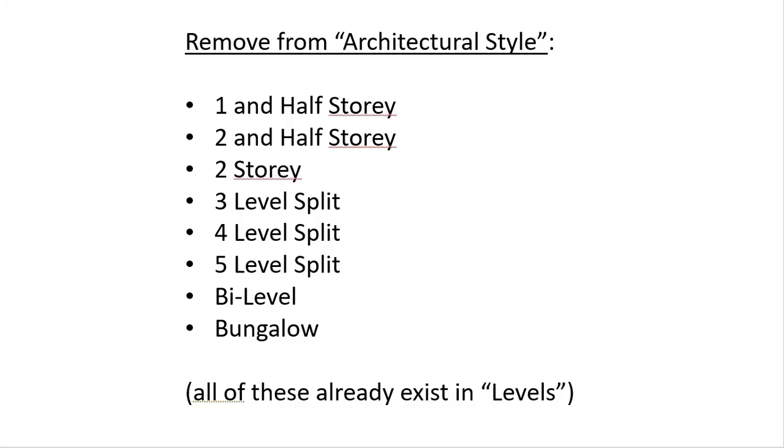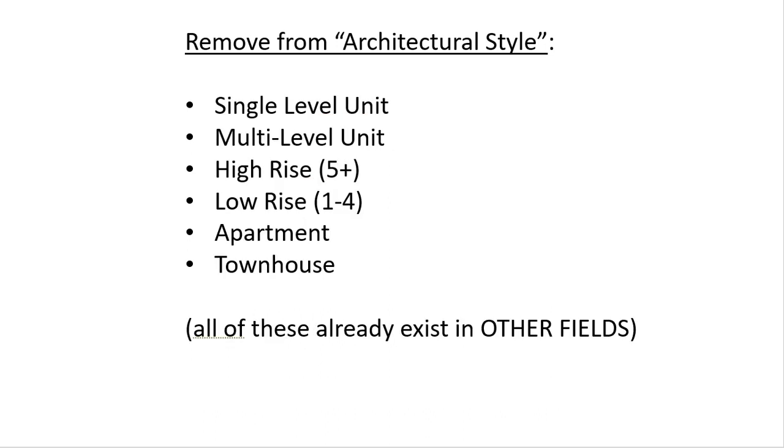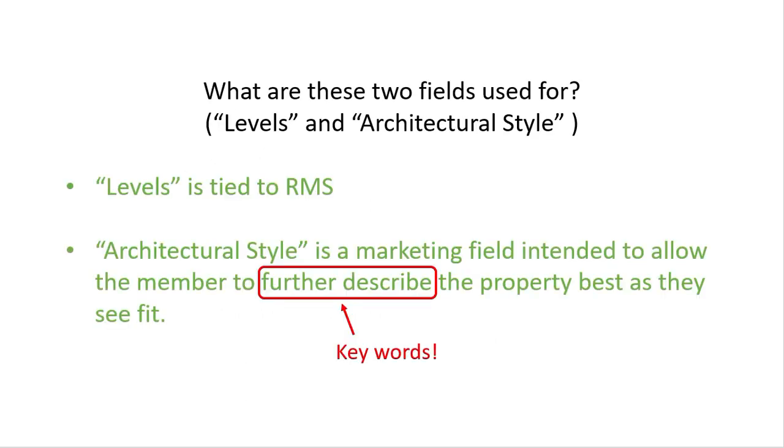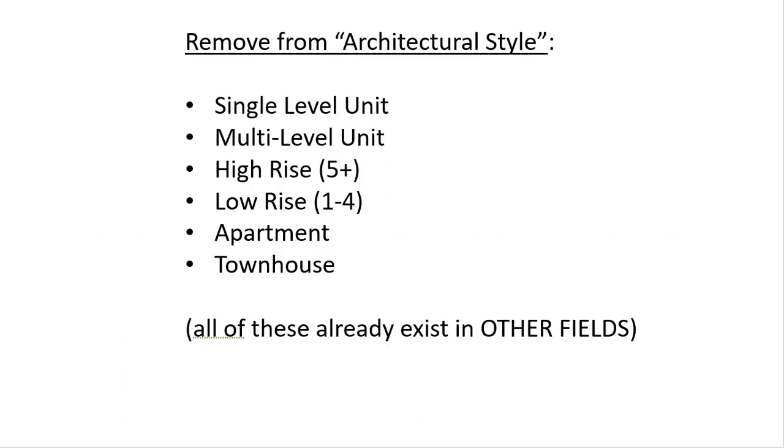Okay, in my last video I gave a list of things to remove, so now we have an additional list of things to remove from architectural style. Why? Because these things already exist in other fields. And this will be creating the same problem, redundant overlap, causing listings to get lost. So please take these out of the architectural style field, because that's not what the architectural style field is meant to be used for. It's supposed to be descriptive. It's supposed to further describe the property beyond what is already being said in another field.